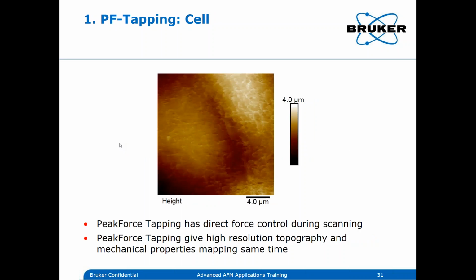PeakForce Tapping is much easier because you have a direct force control during the scanning. It can give you higher resolution topography and mechanical properties at the same time. This is the big benefit of PeakForce in general. And in liquid, everything is also possible there.